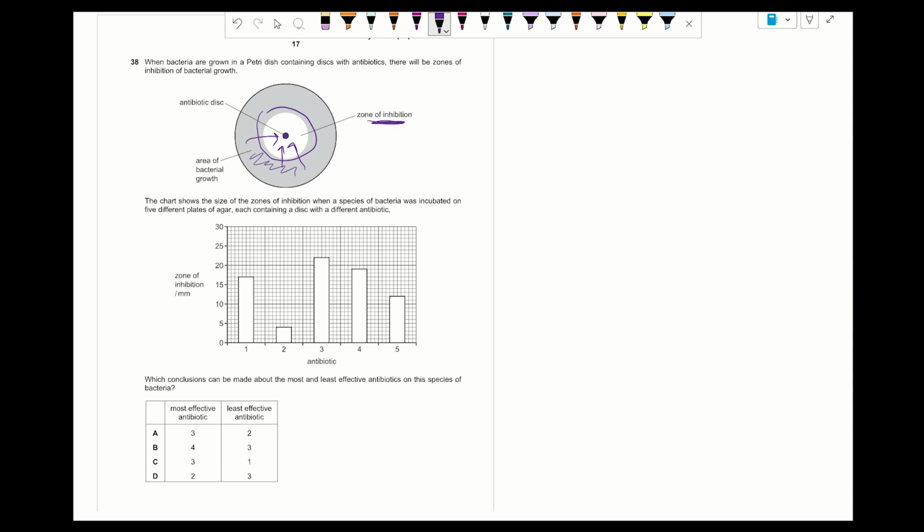So let's see the suggestions that we have here. Therefore, the largest zone of inhibition is going to be antibiotic 3. And the least effective is going to be the smallest zone of inhibition, which is 2. Therefore, the answer is going to be A.